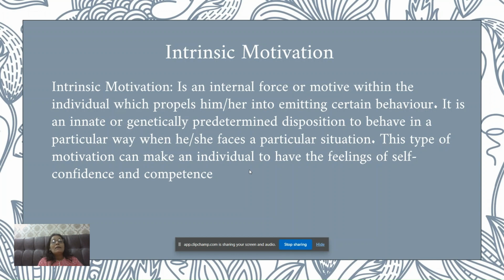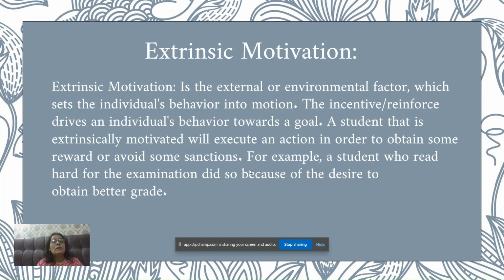Okay, now the second type of motivation is extrinsic, which is just the opposite of intrinsic motivation. Extrinsic motivation, as the name suggests, is an external factor which is forcing us to do something or to behave in a particular manner. For example, a student who is working hard for the examination because he wants better grades. It can be a positive thing also, like getting good grades, or it can be negative also, to avoid something negative happening to you.